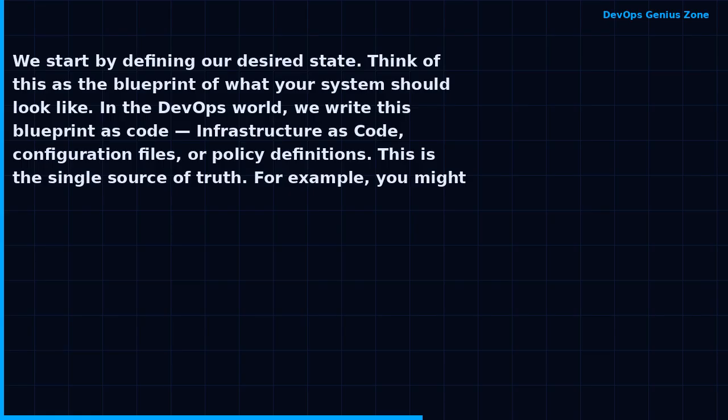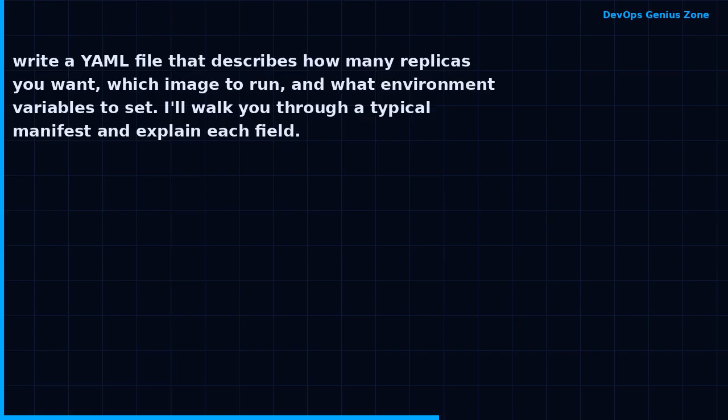For example, you might write a YAML file that describes how many replicas you want, which image to run, and what environment variables to set. I'll walk you through a typical manifest and explain each field. Once the blueprint is defined, the next step is to let the system reconcile the actual state with the desired state. The control loop checks every few seconds.